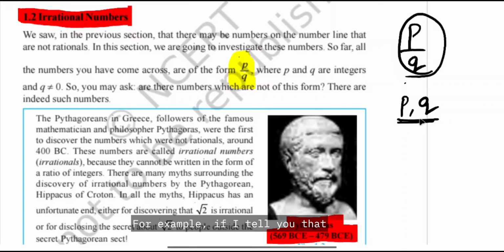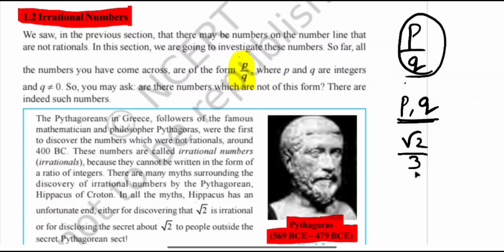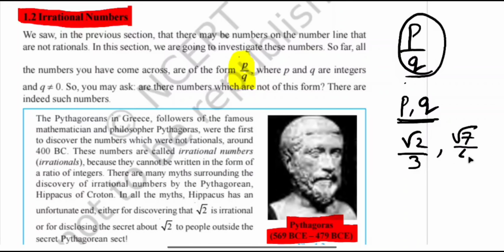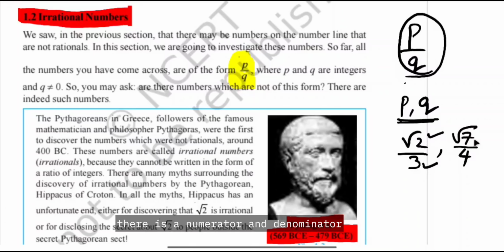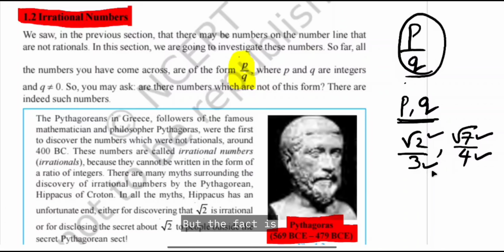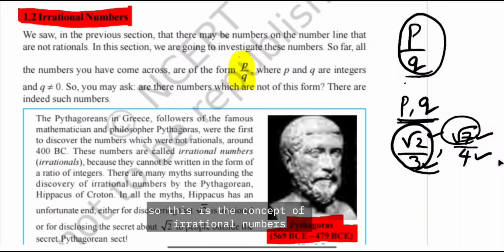For example, if I tell you root 2 by 3, let's say root 7 upon 4. So it is p by q form. There is a numerator and denominator. Here also we have got a numerator and denominator. But the fact is that root 2 is not an integer. So does root 7. Root 2 is not an integer, root 7 is not an integer. So this is the concept of irrational numbers.